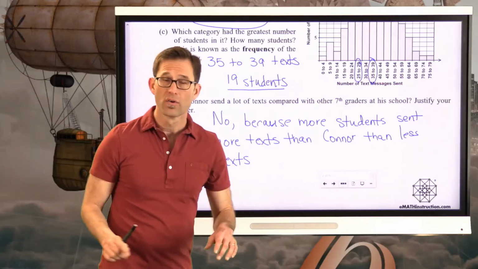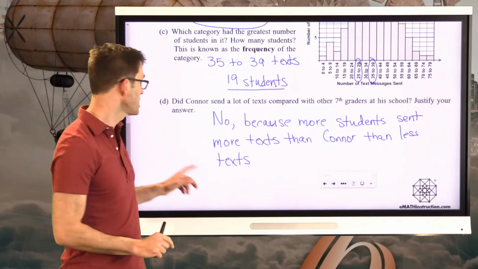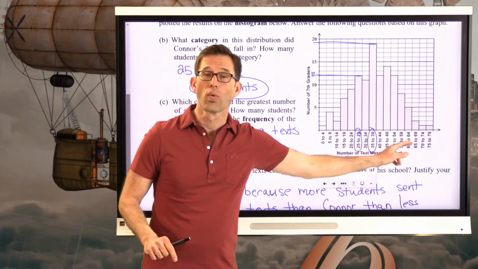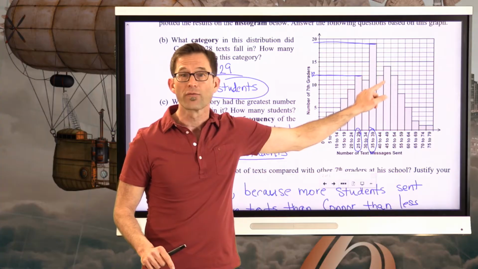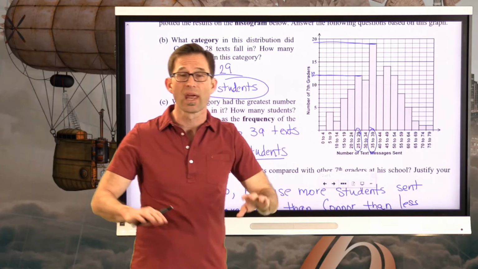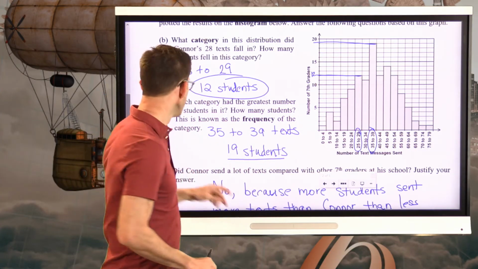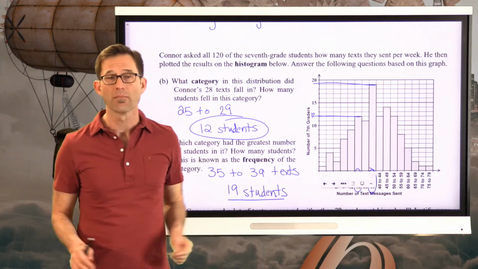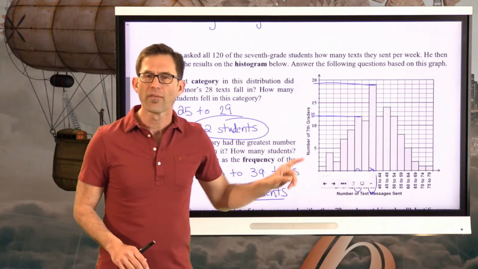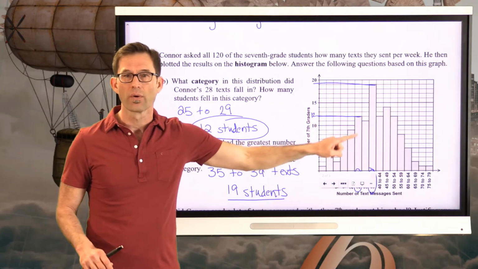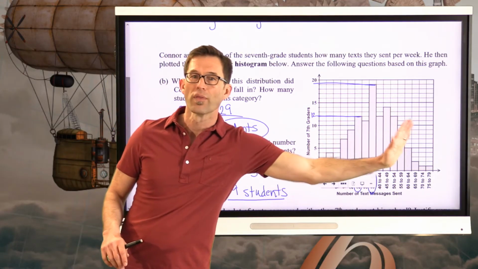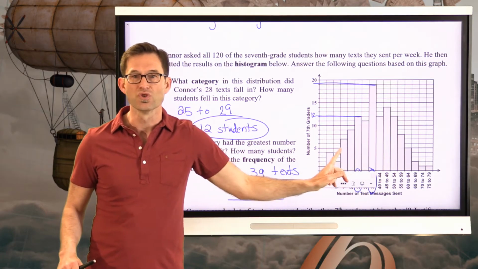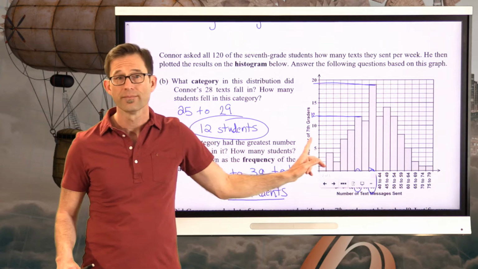To really prove this seriously, we'd have to come in here and take every category that had more texts than Connor's, figure out the frequency of each one of those intervals and add them all up to be able to say, okay, out of the 120 students, 80 of them sent more than Connor. But it's pretty obvious, given that this is Connor's category right here, that there's a lot more that sent more texts than him than less texts. The ones that sent less would just be the ones in here.